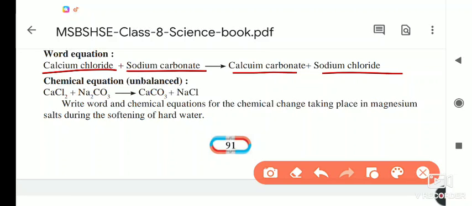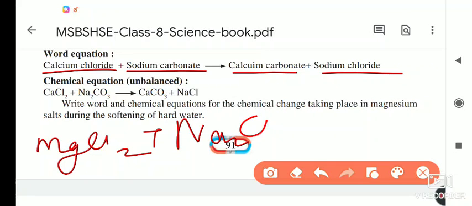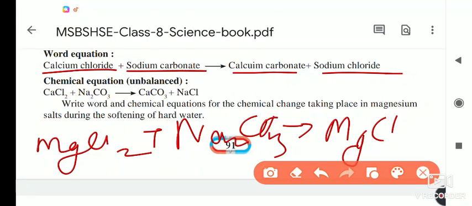So when this reaction takes place with the magnesium, they are asking, magnesium chloride MgCl2 reacts with Na2CO3, it forms magnesium carbonate, MgCO3. This reaction is also not a balanced reaction, and plus it forms NaCl.